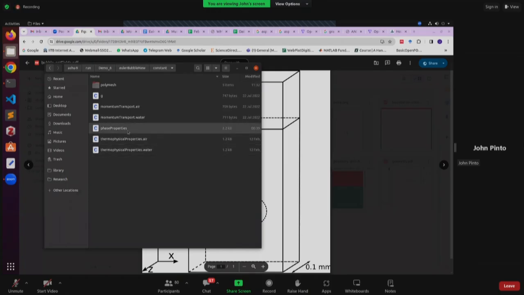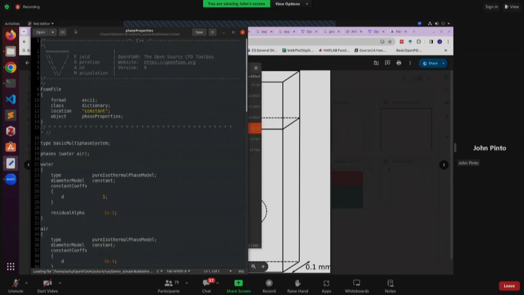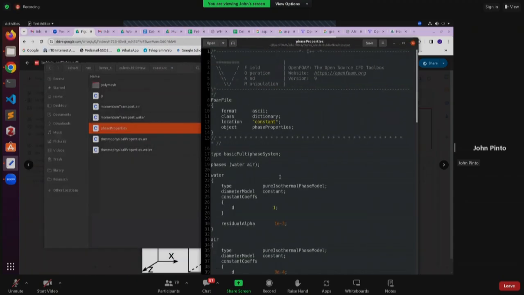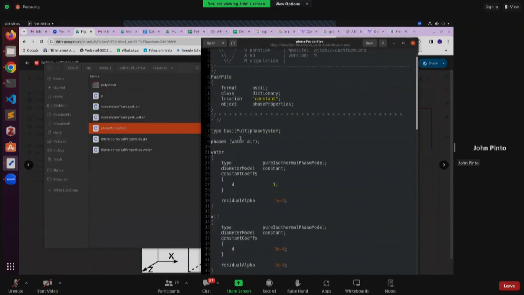So now if I go to phase properties, we need to specify what the two phases are. In this case, the two phases are water and air. And for water, what is the diameter? We have assumed the diameter to be constant, and we have given the value of the diameter as 1. Because in our case, the water is the continuous phase, and air is the dispersed phase. So we have given a large value of d for water.